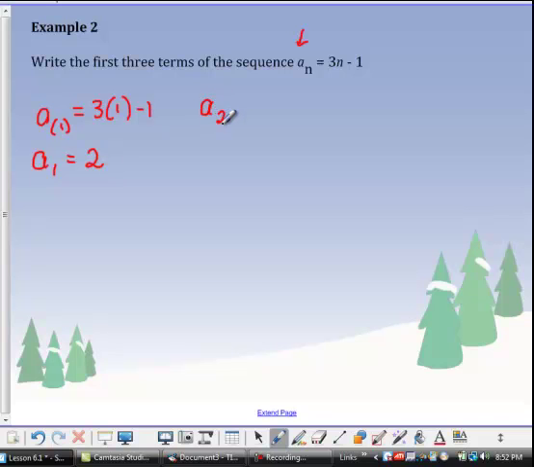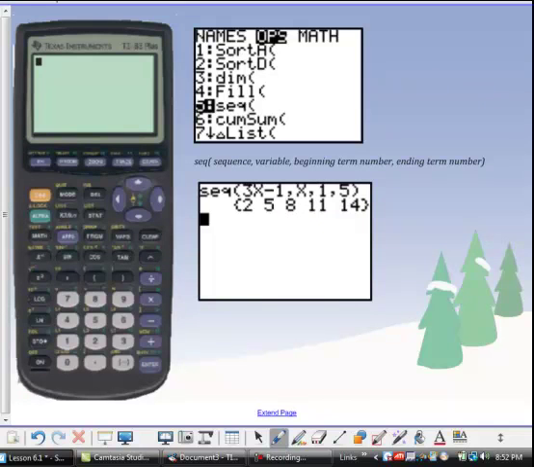The second term of sequence A is found by taking 3, multiplying it by 2, and minusing 1. So the second term of sequence A is, ta-da, 5. And to find the third term of sequence A, we take 3, multiply it by 3, and minus 1. So the third term of sequence A is 8. Isn't this hard? And you know what? Your calculator can do it all.